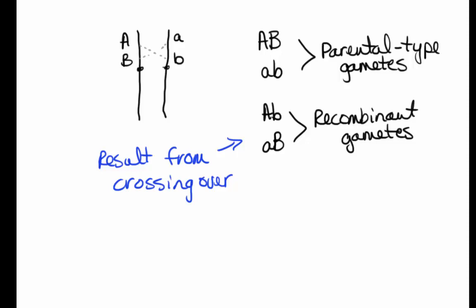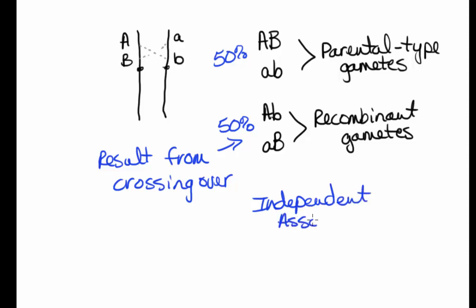Now, if we get equal amounts of each one of these four gametes, then that would be independent assortment. In other words, if 50% of the gametes were parental types and 50% of the gametes were recombinant types, then we would call that independent assortment. By independent assortment, we're saying that there is an equal probability that you're going to get any one of the A alleles with any one of the B alleles. If we get anything different from 50-50, then that indicates that there is not independent assortment.